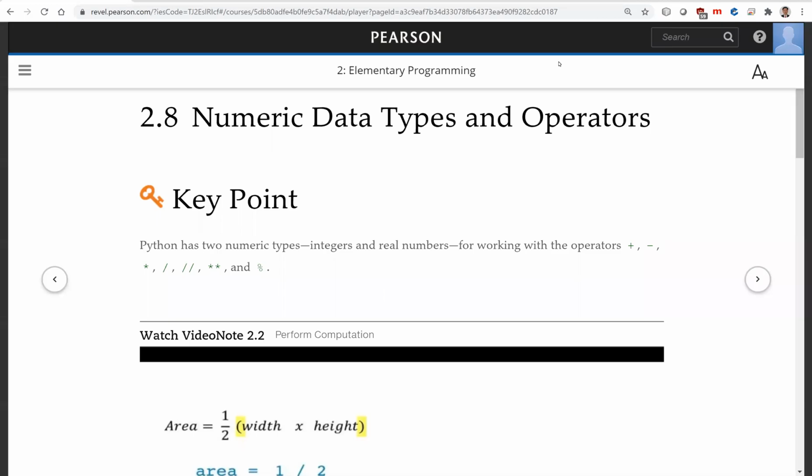Hello, in this video, we will introduce numeric data types and operators. Python has two numeric types, integers and real numbers, for working with operators: addition, subtraction, multiplication, division, integer division, exponent, and remainder.